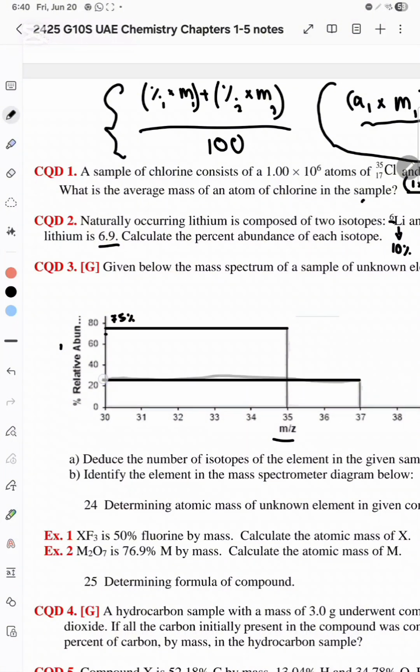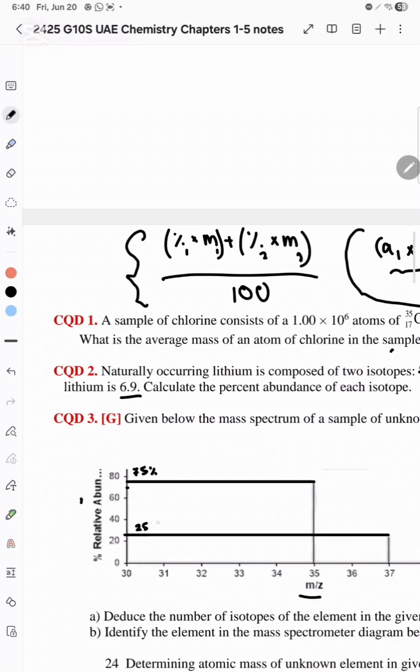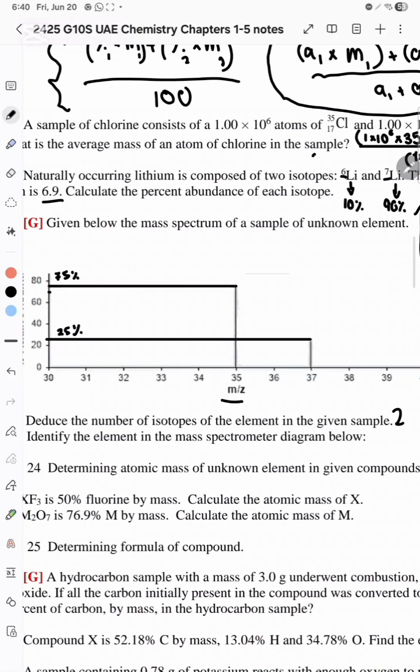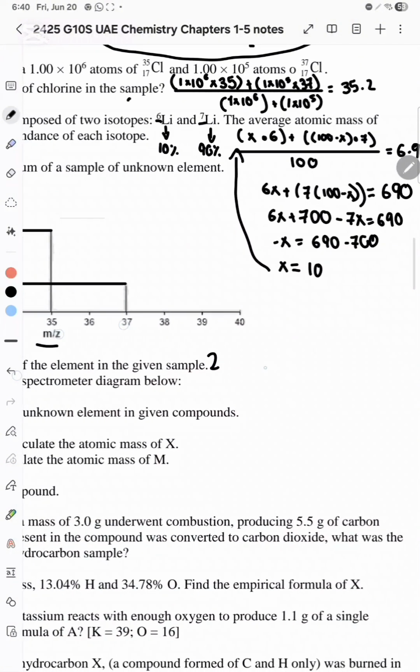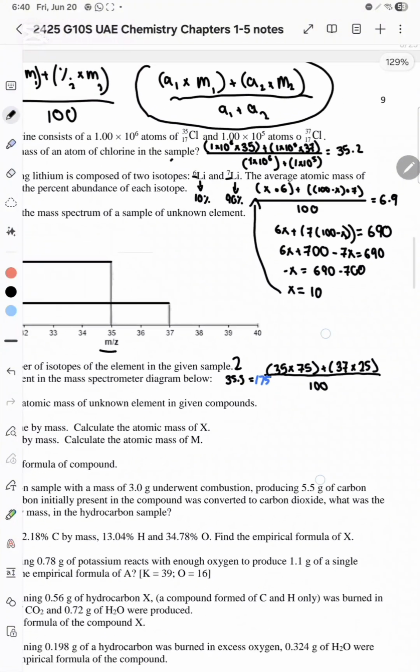If you focus, you're going to realize this is 25%. So you do 35 times 75 plus 37 times 25 all over 100, and this should give you 35.5.